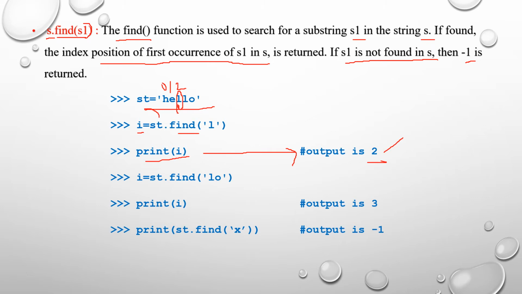i is equal to st.find of lo. So this is the lo, and the lo position is 3. So if you print i, the output will be 3. Let's consider one more example. If you print st.find of x, x is not there in the original string, so it will print -1. In this case the output is -1.